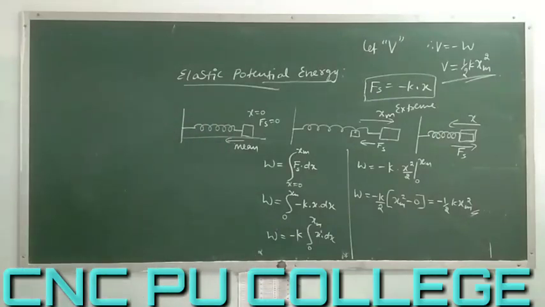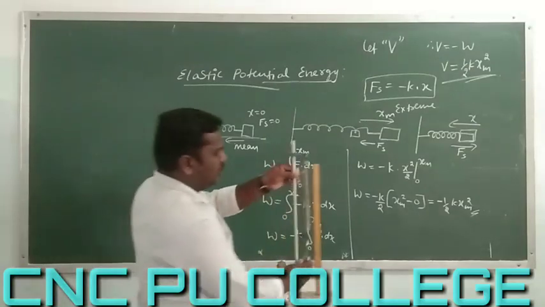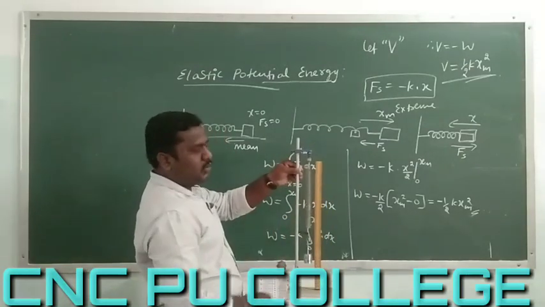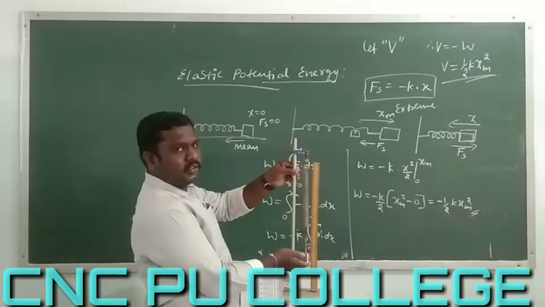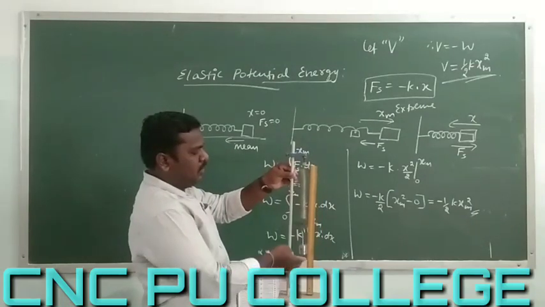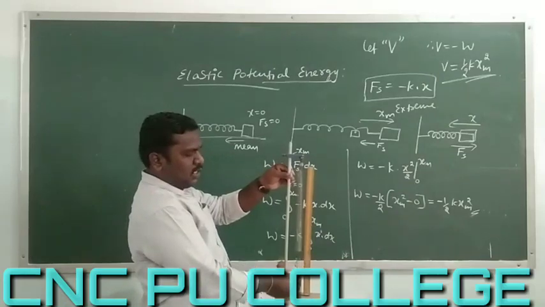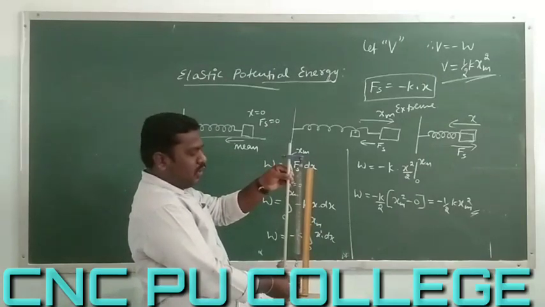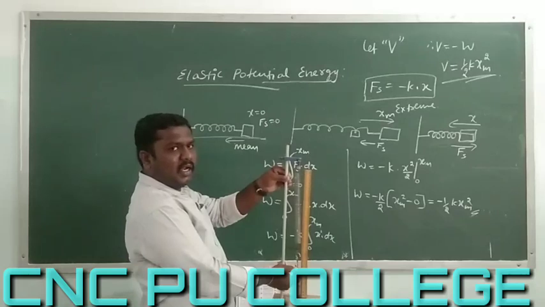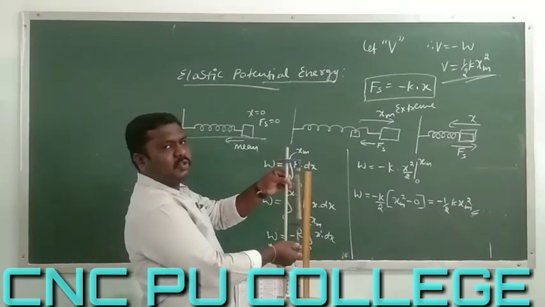So let us have the spring like this. We have attached some load. It is at rest, it is called the mean position. If we displace that, it is going to execute oscillation. That means this is the extreme position. So it will reach the mean position, and later it will reach the extreme position on the other side.